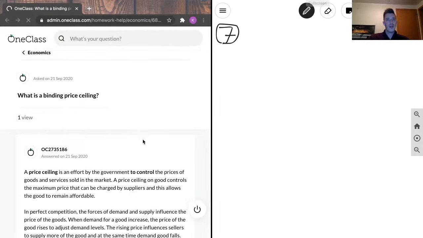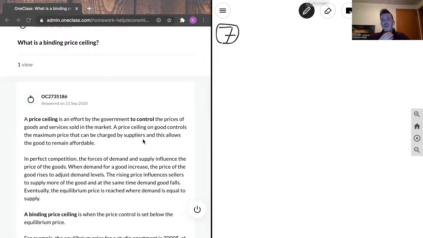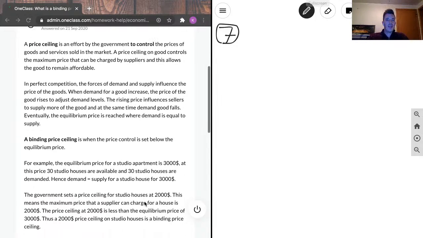We've got, what is a binding price ceiling? So a price ceiling is an effort by the government to control the prices of goods and services sold in the market. A price ceiling on a good controls the maximum price that can be charged by suppliers, and this allows the good to remain affordable. In perfect competition, forces of demand and supply influence the price of the goods. When demand for a good increases, the price of the good rises to adjust to demand levels. The rising price influences sellers to supply more of the good, and at the same time, demand of the good falls, I would assume. Eventually, the equilibrium price is reached where demand is equal to supply.